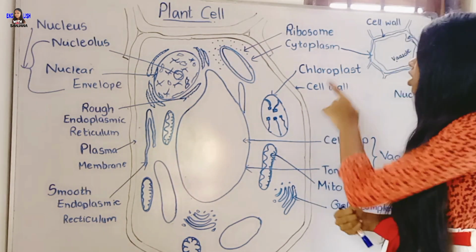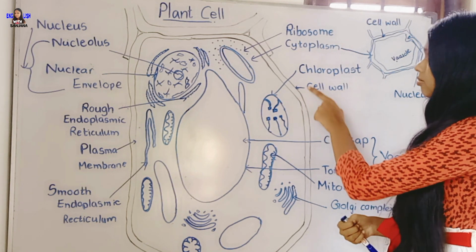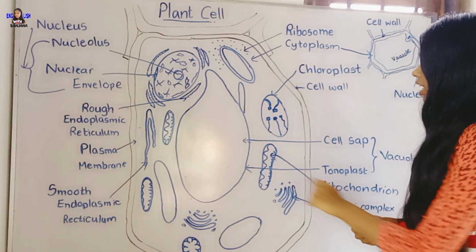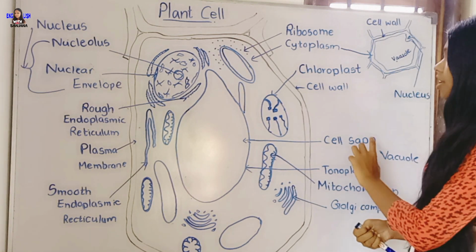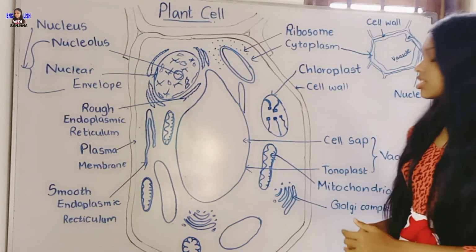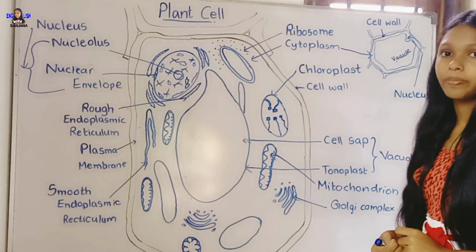Next we have chloroplast, then cell wall. Here this is the cell sap and this is the tonoplast. Those are the two parts of the vacuole wall.